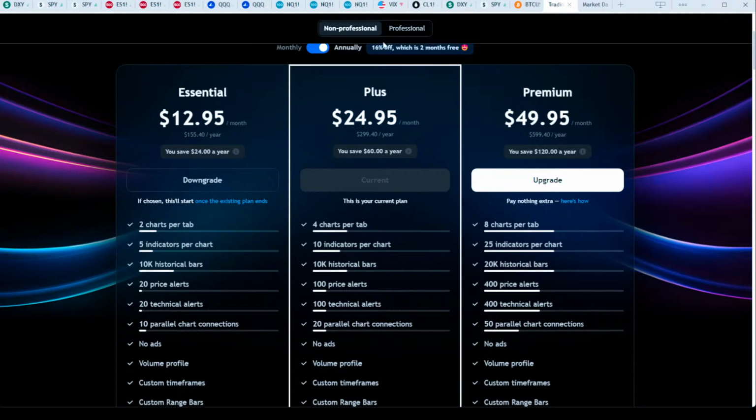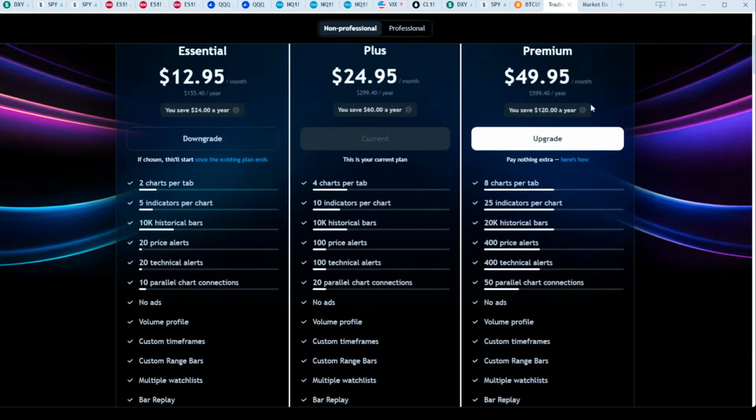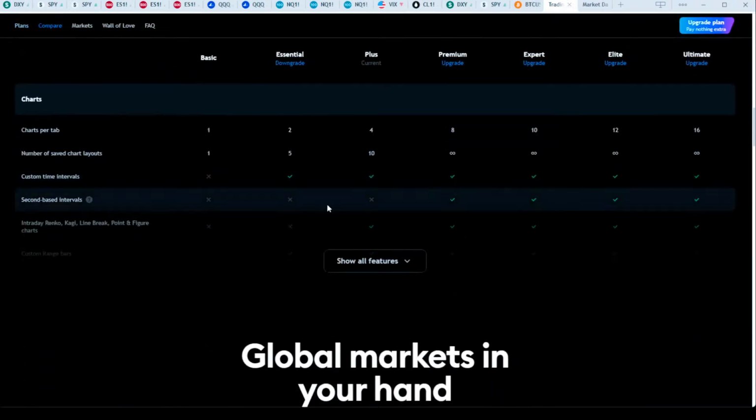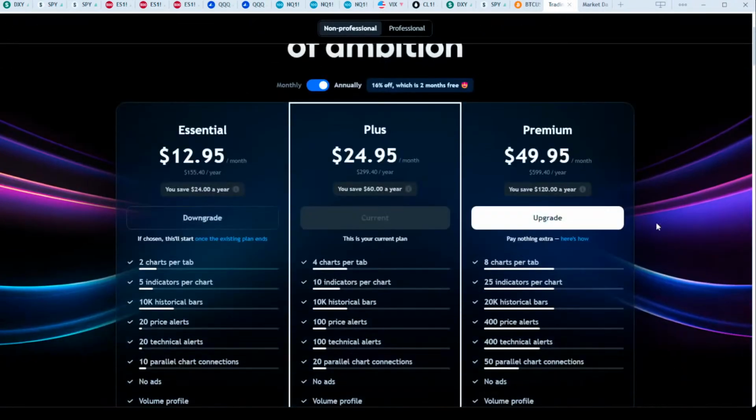There is, as you can see up here, a non-professional and a professional. We're all non-professional, so don't be trying to have them make you pay for a professional or anything like that. Just pay for the non-professional. But for the most part, as you scroll down here, they're all pretty similar. Obviously their premium gets you quite a bit of little extra stuff and whatnot. And if you scroll all the way down, there's tons of different breakdowns. I think most people honestly probably are okay with the essential, depending on how many indicators you like. Otherwise, I think you should go with the plus plan.